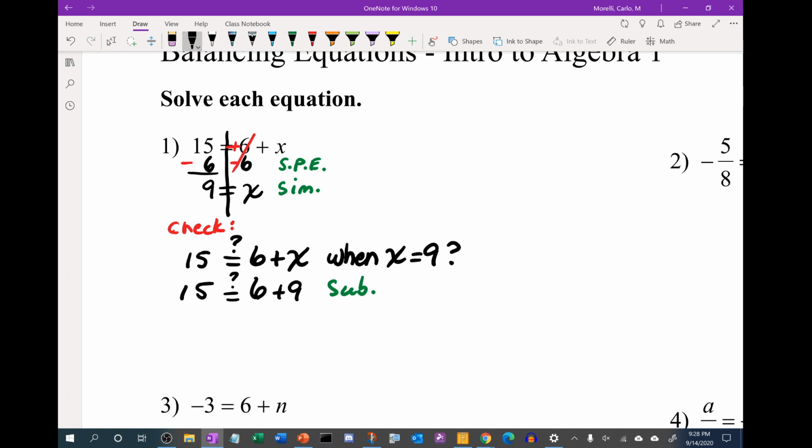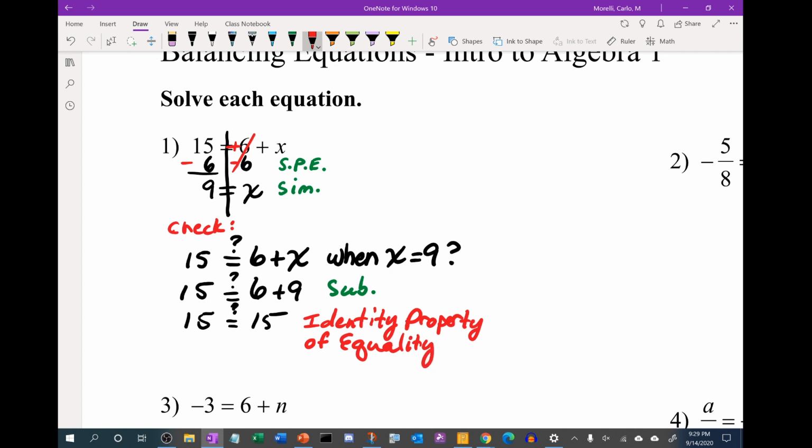Well, 6 plus 9 is 15. So I have 15 equals 15. How do I know that this is true? Well, this is called the identity property of equality. Okay, this is important. I'm going to write this one out. This is the identity property of equality. So once I've got all this written down, I'm done.